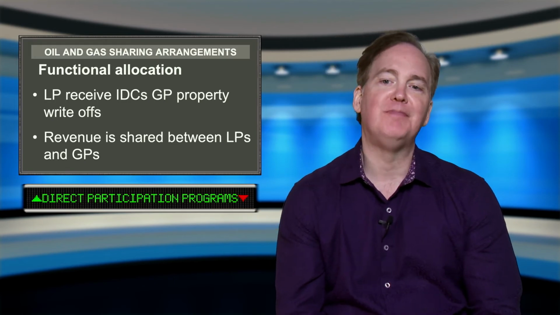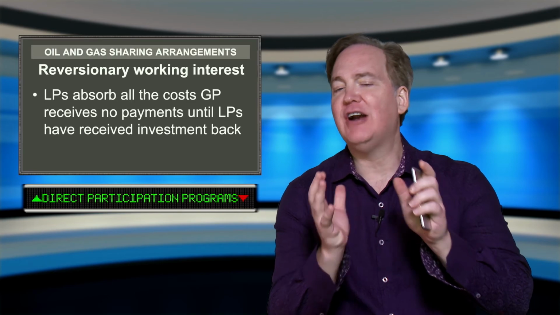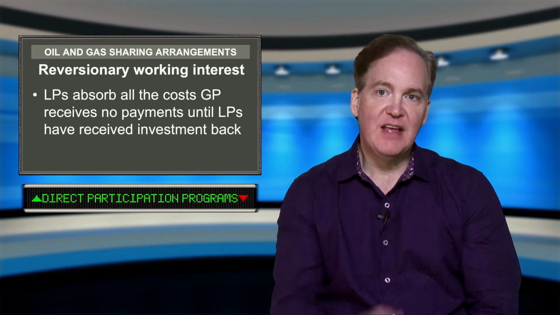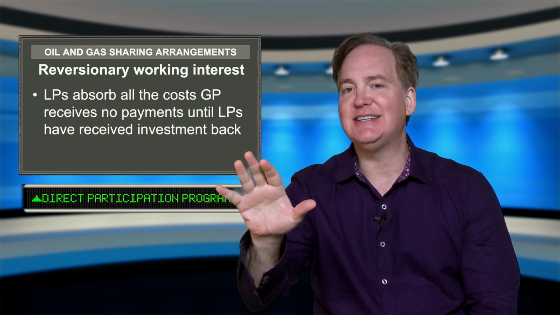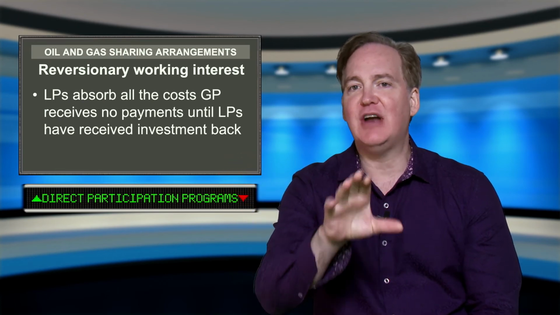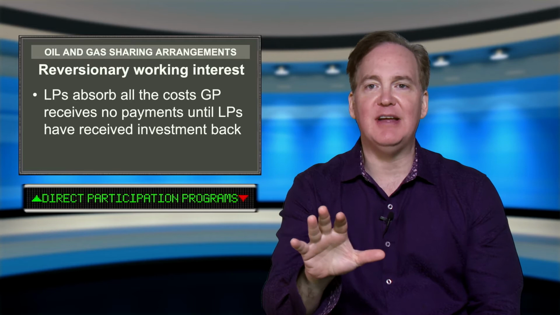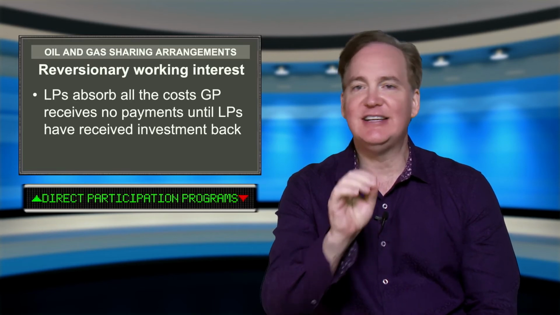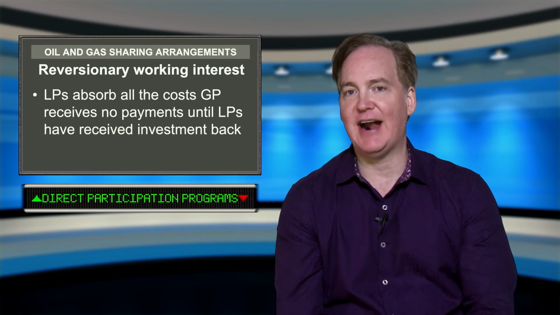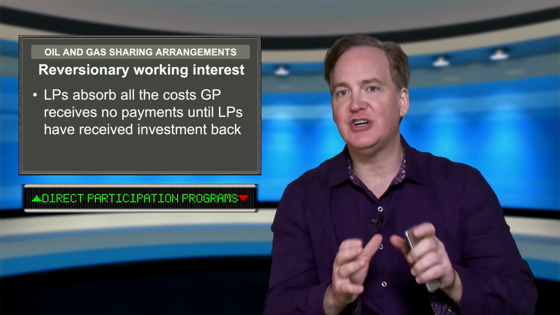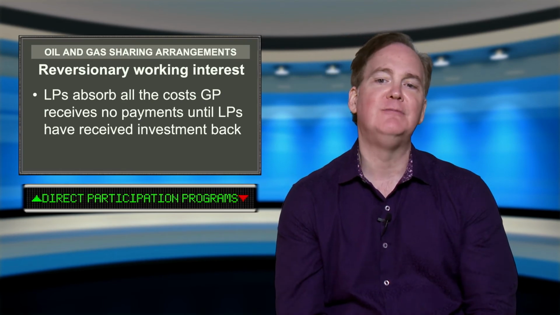The revenue is shared between the limited partners and the general partner. With a reversionary working interest, the limited partners absorb all of the costs and expenses, and the general partner receives no payment of any kind until the limited partners have received their investment back. That is a reversionary working interest.